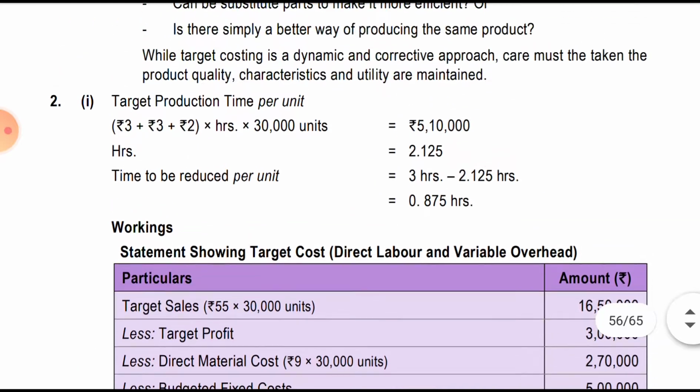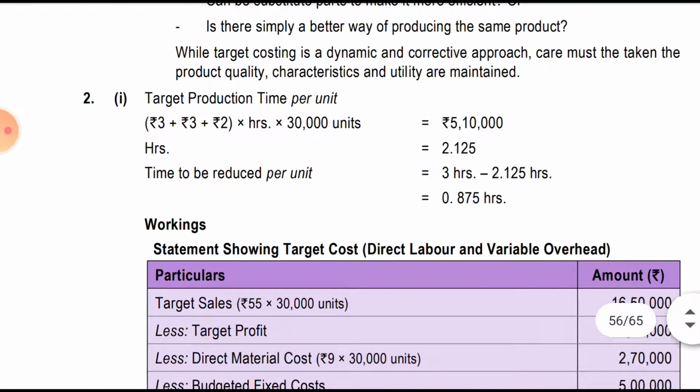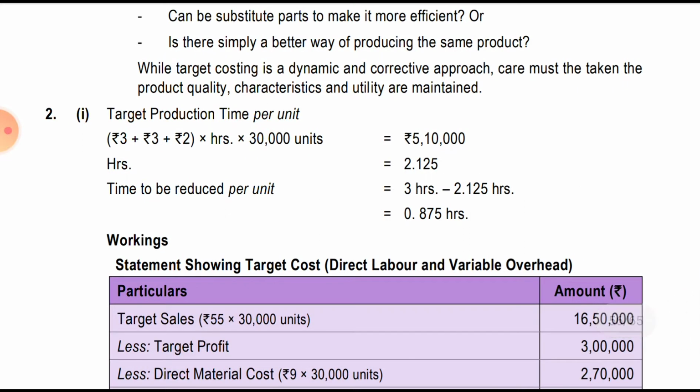Okay, now will come up 3 plus 3 plus 2 into some hours, that we will get as a balancing figure, into 30,000 units is equal to 5,10,000. So if we calculate this we will get 2.125, and the time reduced, because they had asked the time to be reduced per unit, is 3 minus 2.125, we get 0.875.